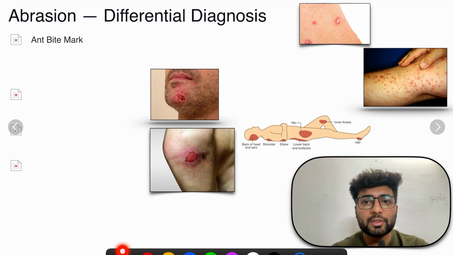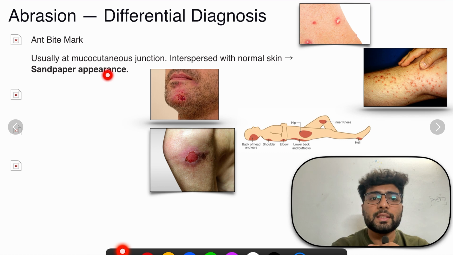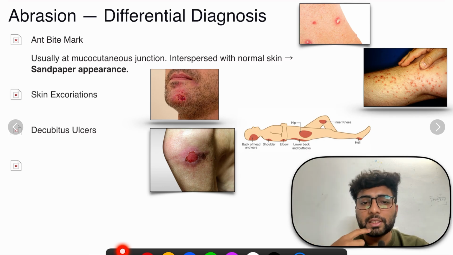So differential diagnosis, first is ant bite mark. See over here you can see that ant bite mark, it looks like abrasion, and it usually has a sandpaper appearance. This ant bite mark occurs in what? Sandpaper appearance, usually at mucocutaneous junction, and intersecting with normal skin it appears as sandpaper. Now here you can see these are skin excoriations, these are skin diseases, it is not an abrasion.